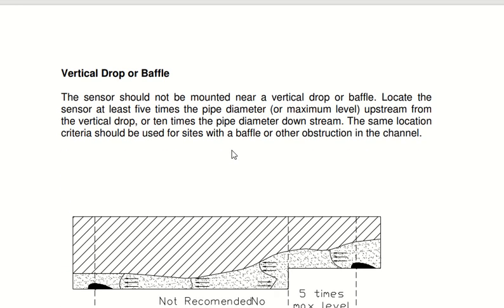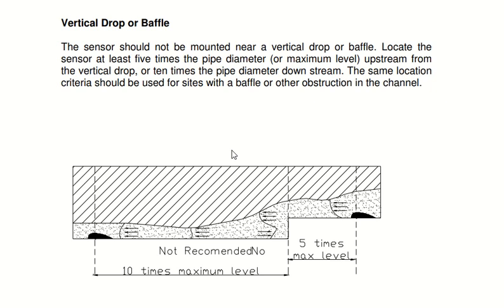After that, we have the vertical drop or baffle. A sensor should not be mounted near a vertical drop or baffle. Locate the sensor at least 5 times the pipe diameter upstream from the vertical drop, or 10 times the pipe diameter downstream. The same location criteria should be used for sites with a baffle or obstruction in the channel.